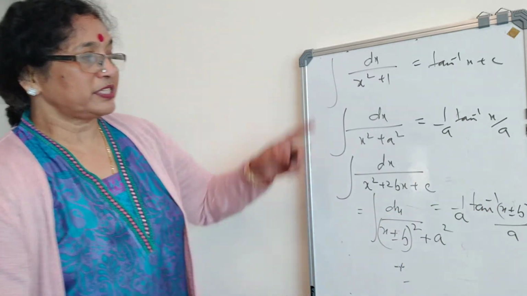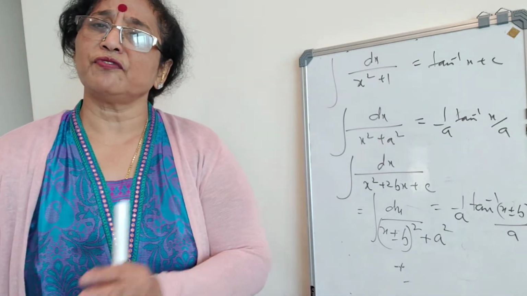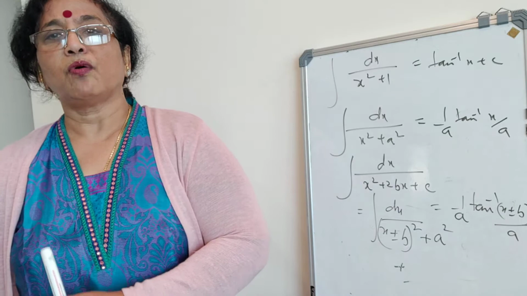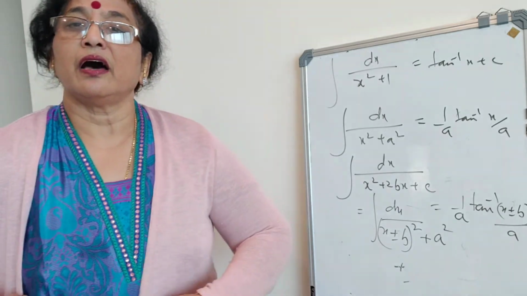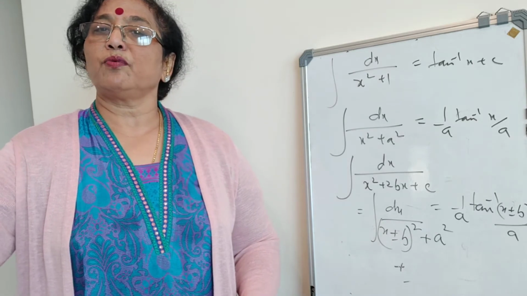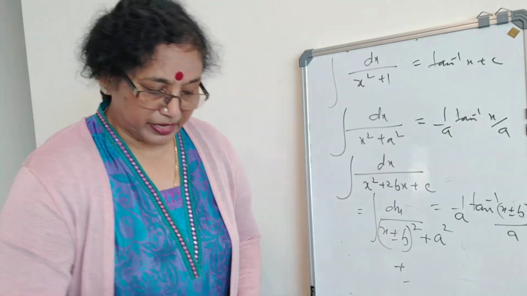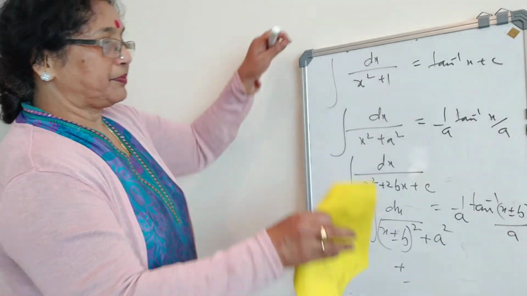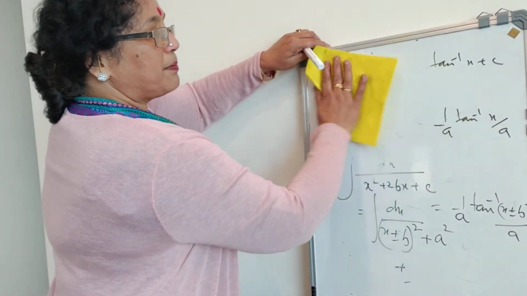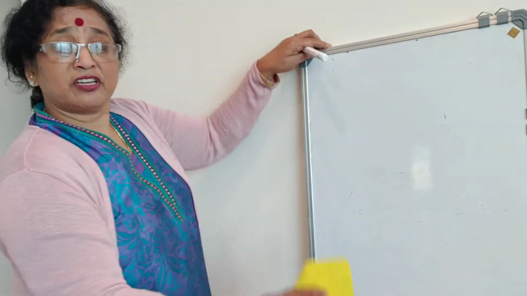Is it clear? Once you understand this format, this will continue for the other formulas in the same manner. Only you have to put a different formula. That's all. If it's minus a square, that will become 1 by 2a ln of (x minus a) by (x plus a). So it depends on which formula I am going to apply. So let us see a few examples on this. Okay. I will have, children, a few more examples in the next video. It will become very easy.